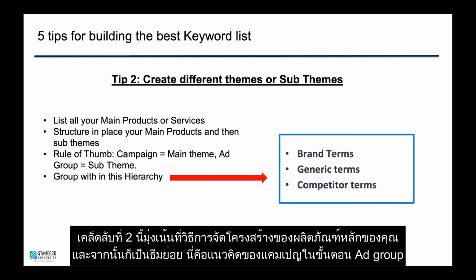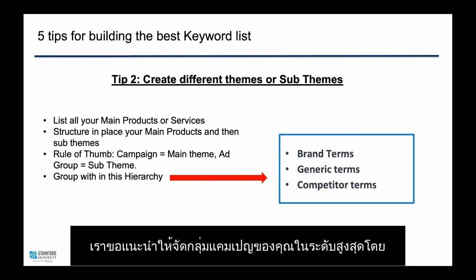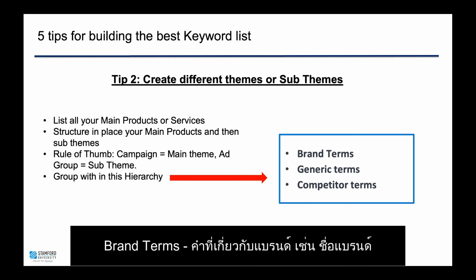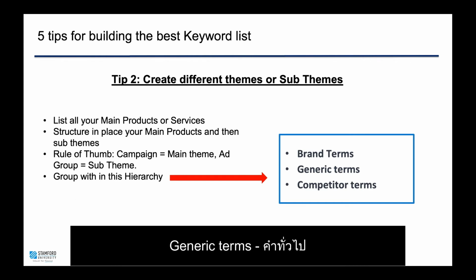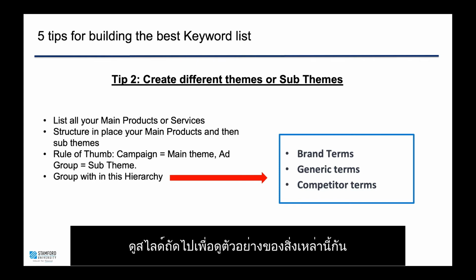Now tip 2. This tip focuses on creating different themes or sub-themes. Okay? So, campaign to ad group concept. We already showed you this previously. We suggest that you group the campaigns at the highest level by 3 different groupings: brand terms, generic terms, competitor terms. And I'll show you an example of this on the next slide.